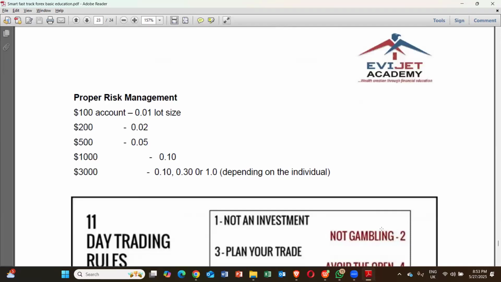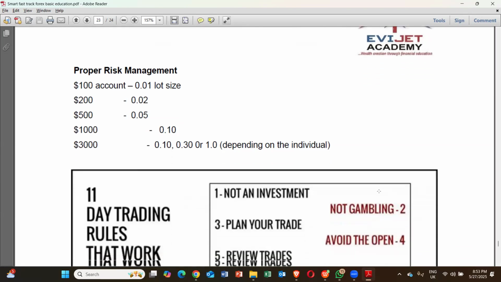Then with $200, you should be trading with 0.02. $500, you should be trading with 0.05. $1,000, you should be trading with 0.1. $3,000, you should be trading with 0.1 to 0.3, depending on your situation. One standard lot size is even a risk. So these are some of the guides you need to trade profitably.